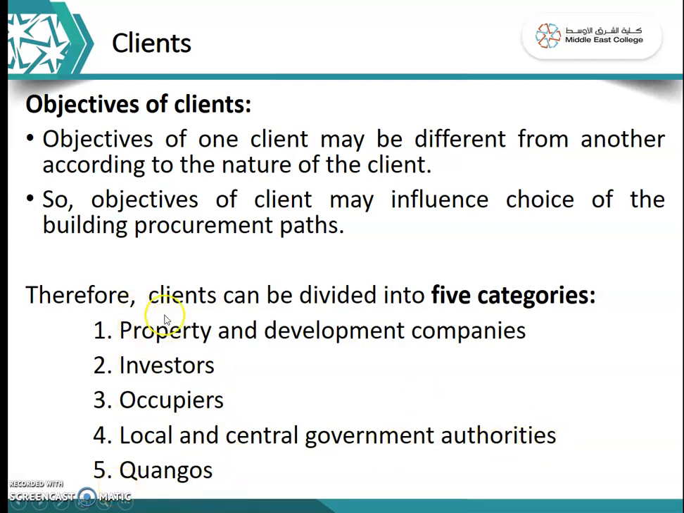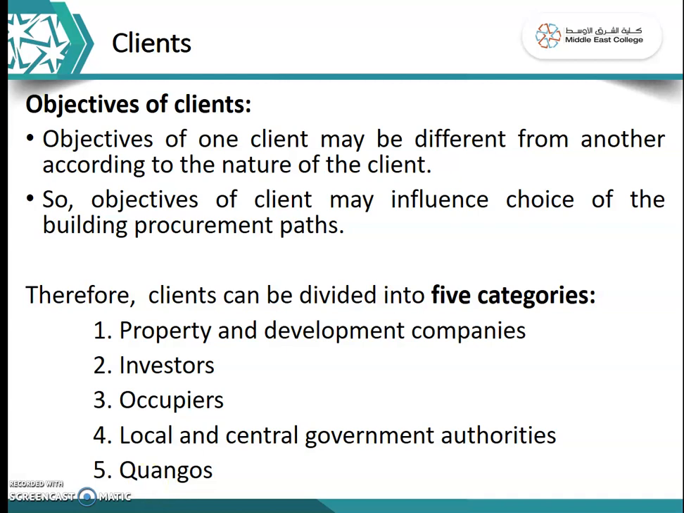A client can be a property and development company, who have their own property and are developing for themselves. Next, an investor, who invests and later sells the project or product. The third does not get involved in property development or investment; he is ready to occupy the building. The fourth is generally ministries or public or government authorities. The last one is quangos, generally called non-governmental organizations that are not exactly under the government, but are supported or funded by the government.